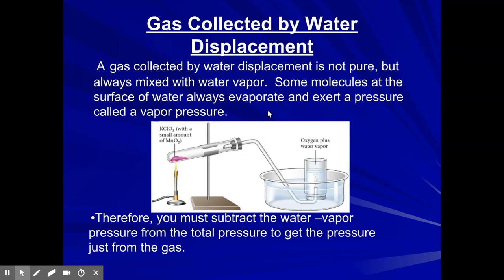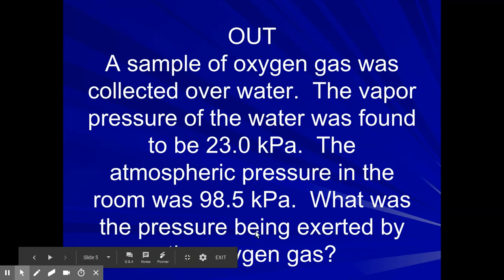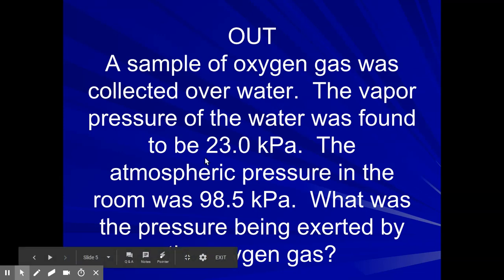I'll give an example here right now. If we use that example and we actually had some numbers, we figured out that the vapor pressure, which is dependent upon temperature, was 23.0 kilopascals. The atmospheric pressure pushing on the water outside was 98.5 kilopascals. What was the pressure of the oxygen gas? Well, I'm just going to subtract those two. If the oxygen gas plus the water vapor equals 98.5, then 98.5 minus 23 gives me the pressure of the oxygen gas. So I just have to do a little subtraction, and that's how that would work.